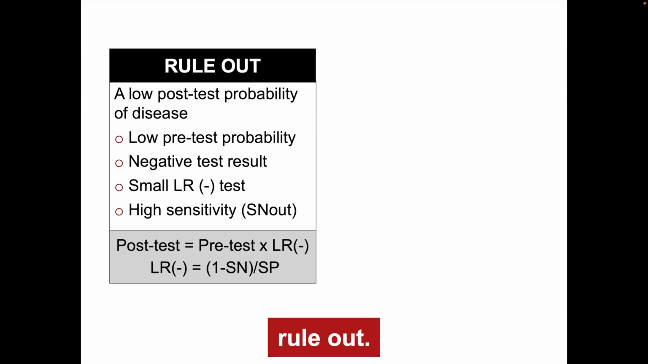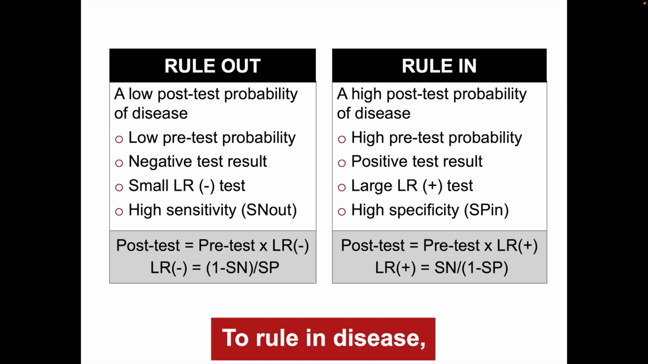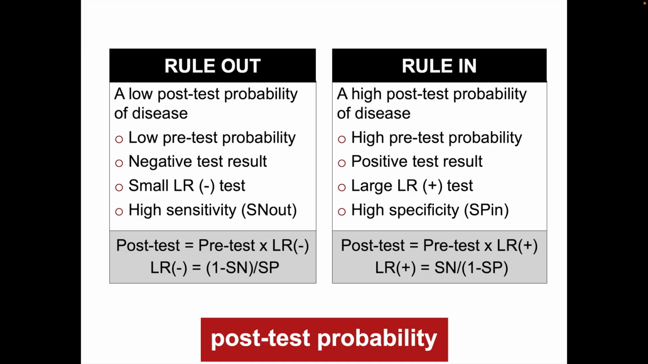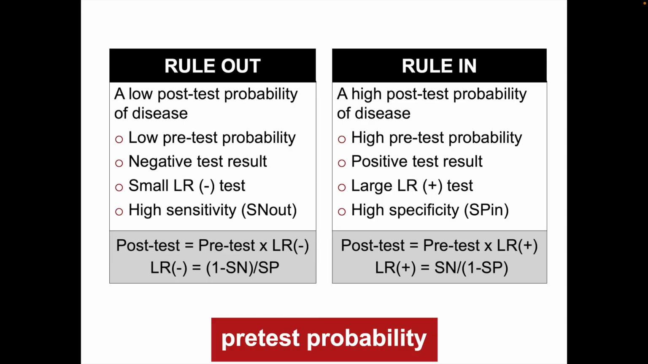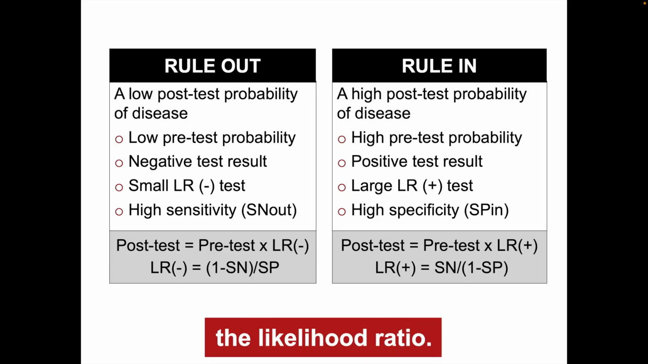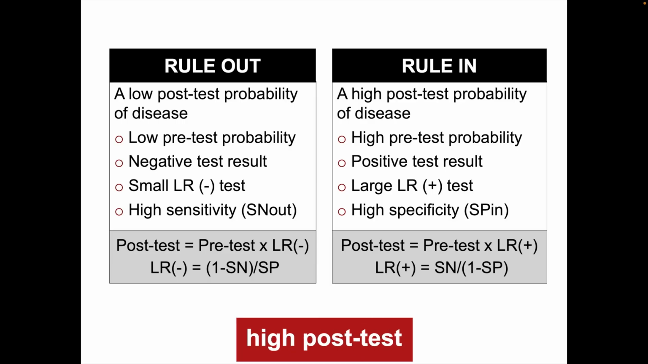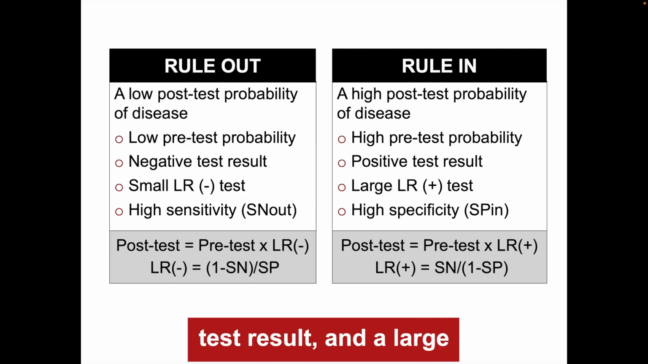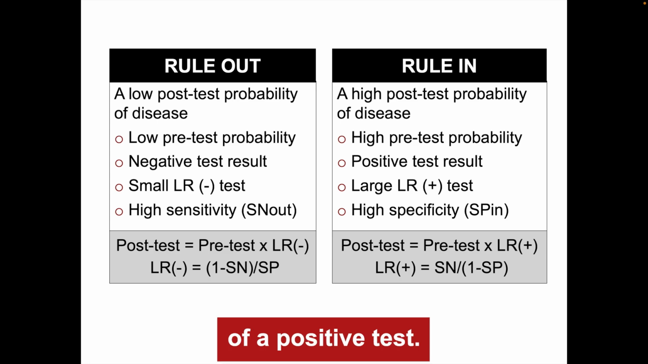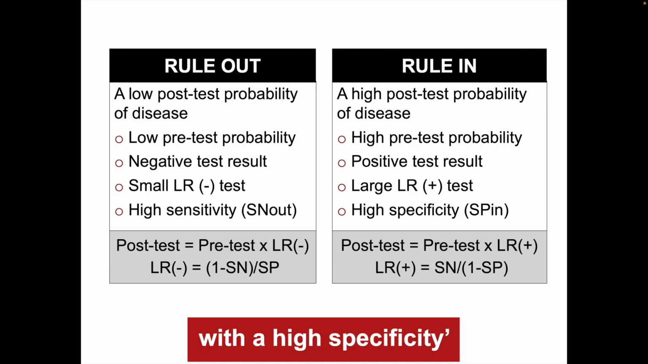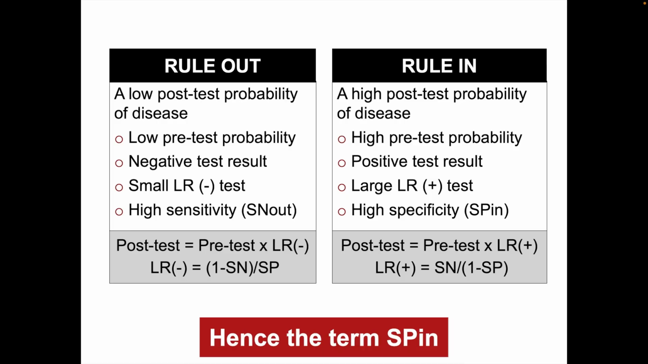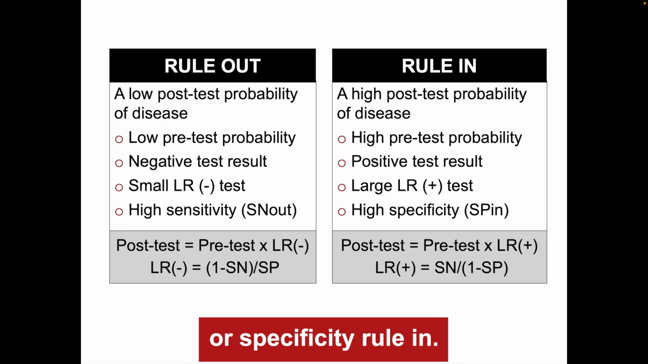A small likelihood ratio of a negative test can be obtained with a high sensitivity, hence the term SNout for sensitivity, rule out. To rule in disease, you would like a high post-test probability of disease. Post-test probability is equal to the pretest probability times the likelihood ratio. You can get a high post-test probability of disease with a high pretest probability and a positive test result, and a large likelihood ratio of a positive test. A large likelihood ratio of a positive test can be obtained with a high specificity, hence the term SPIN or specificity, rule in.